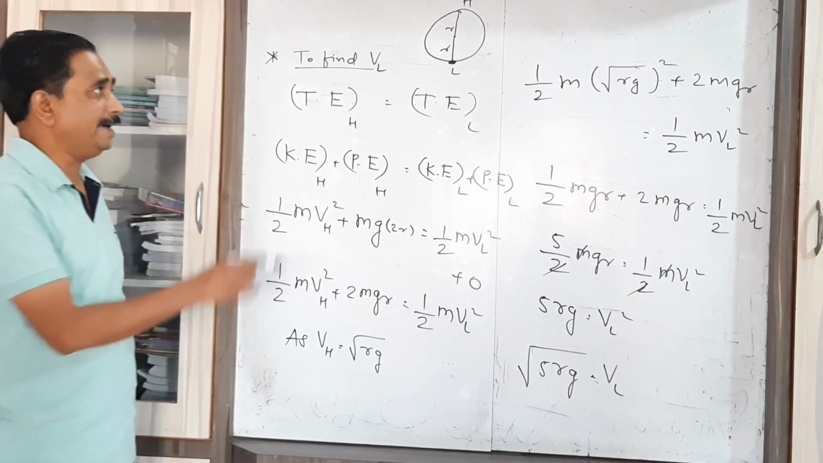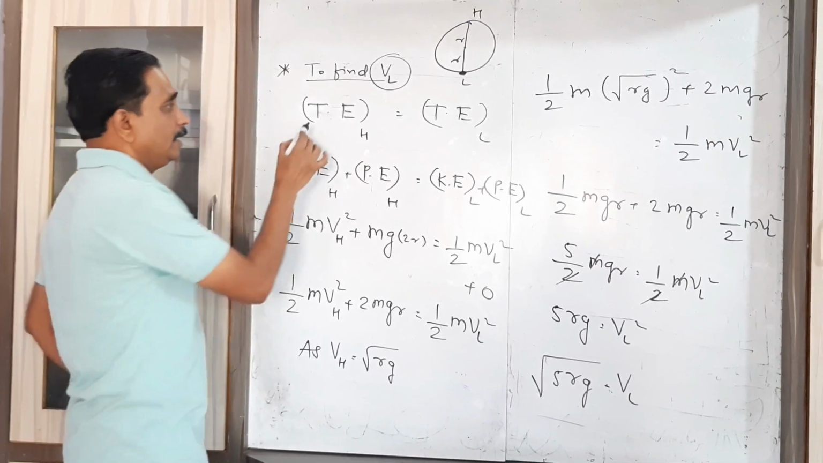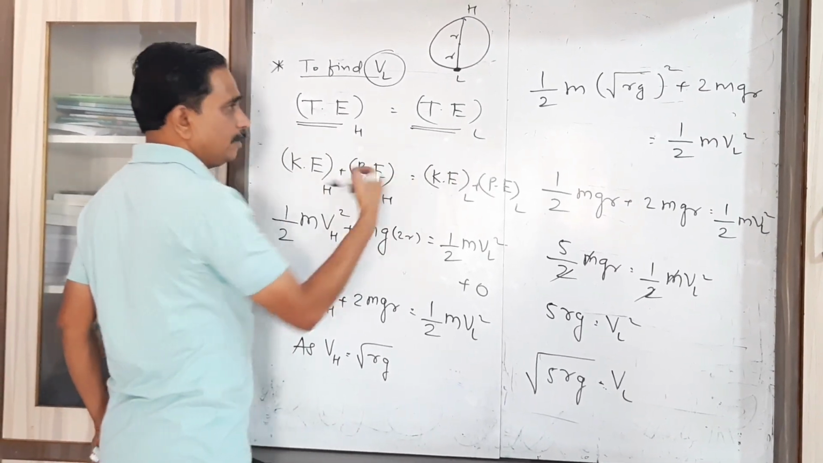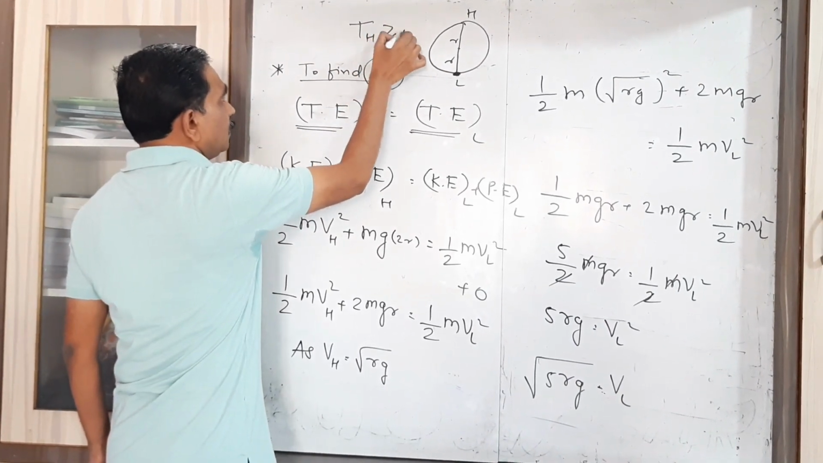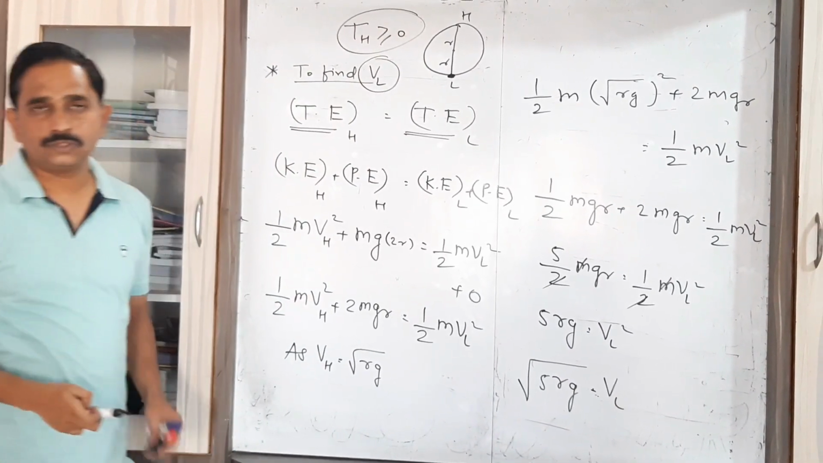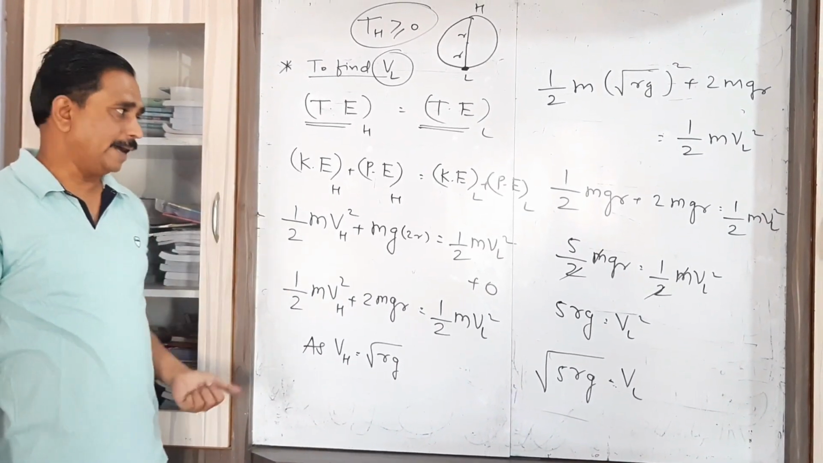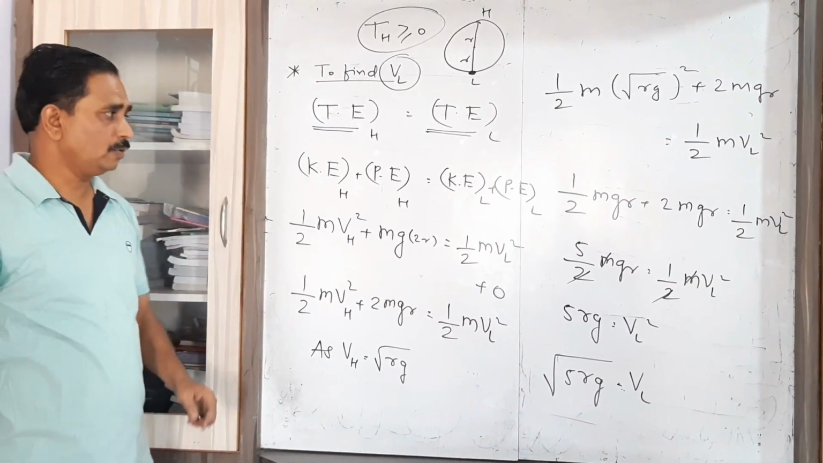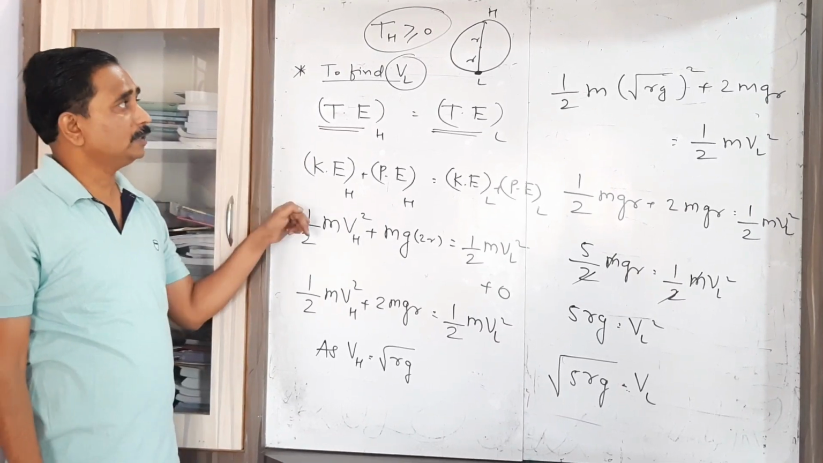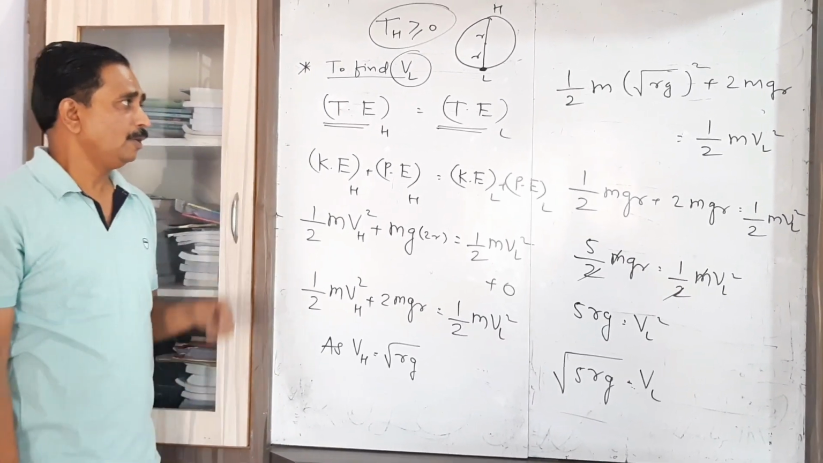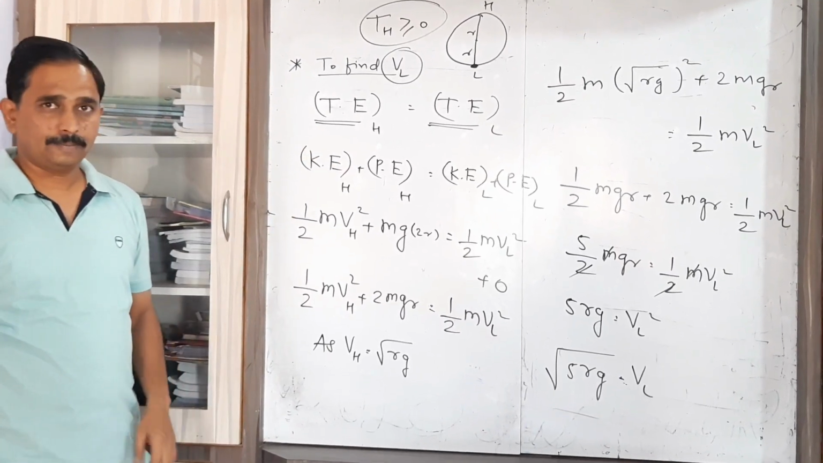So in order to find the velocity at the lowest position, which concept do we use? That is the total energy concept. In the first case, we used the condition that in order to complete the vertical circular motion, tension at the highest position should be equal to or greater than 0. We used the condition equal to 0. In a similar way, we can find the velocity at the horizontal position. We have to use the same concept of total energy.